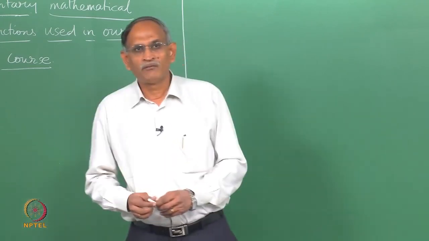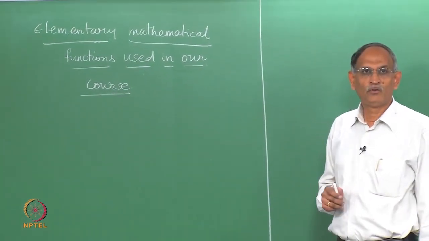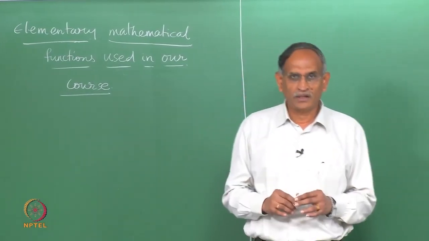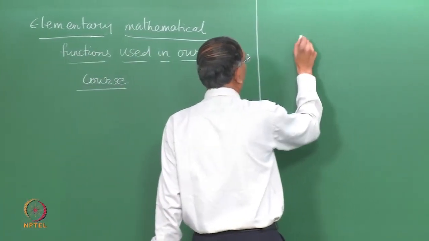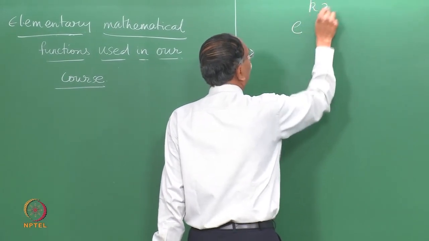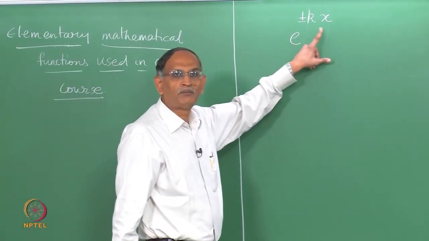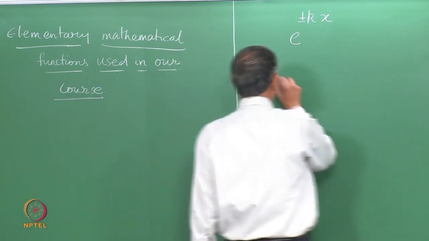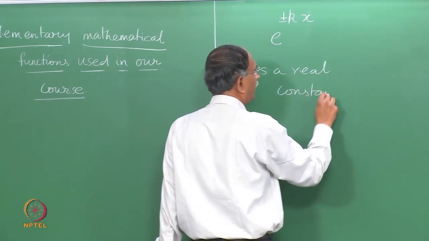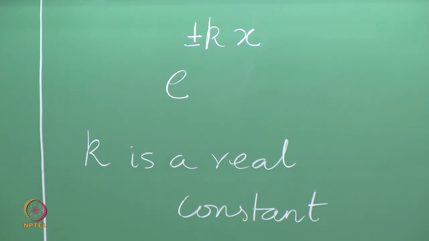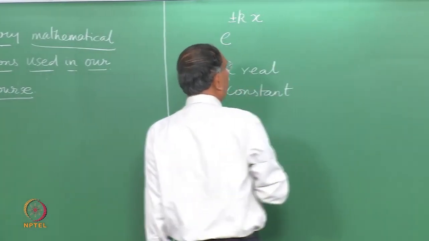So, let me start with something very, very elementary, and this lecture is titled Elementary Mathematical Functions Used in Our Course. It's not exhaustive. In 20 minutes, I cannot say too many things. The first function that we will look at are the two sets of functions, exponential e to the plus or minus kx. k is a real constant. If k is imaginary or complex, it has its own different set of properties. k is a real constant.